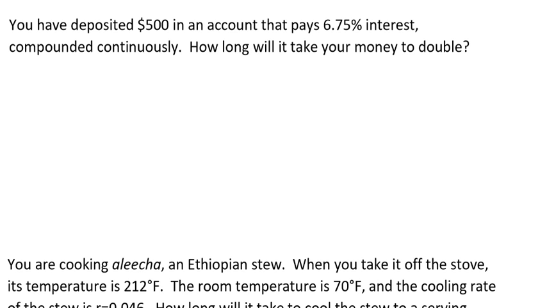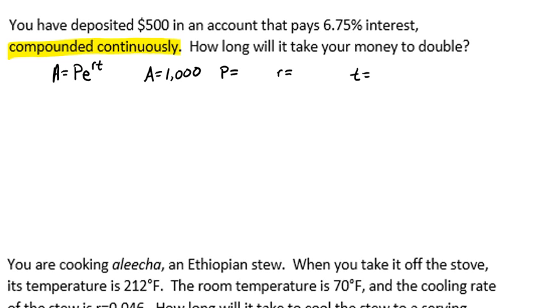Well, because it's compounded continuously, we're going to be using the equation A equals P times e raised to the rt, where A is our amount, P is our principal, r is our rate, and t is our time. So we need to find those values. We do know our A because we want to double it. It tells us that we're doubling, and because we started with $500, then we want to end with $1,000.